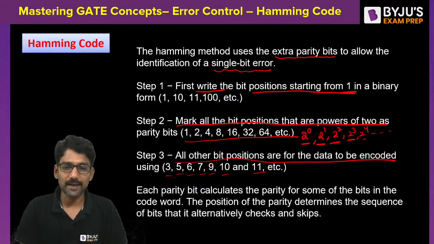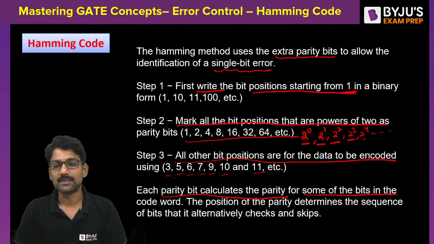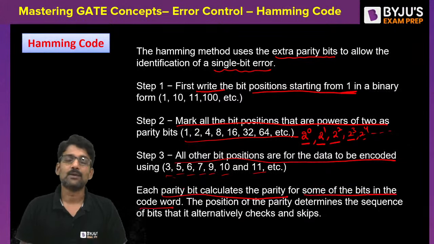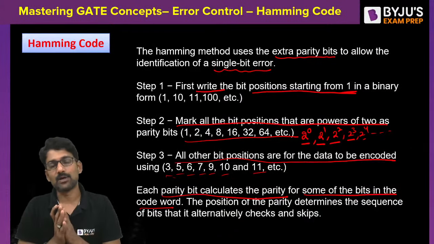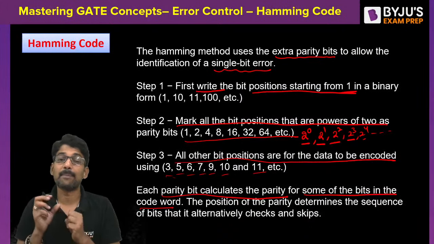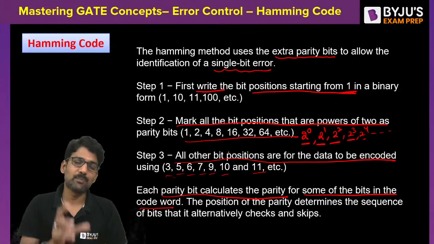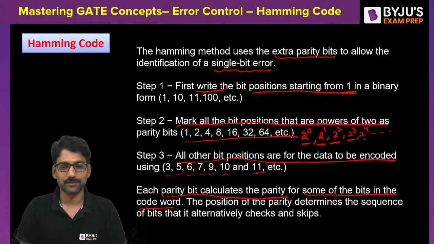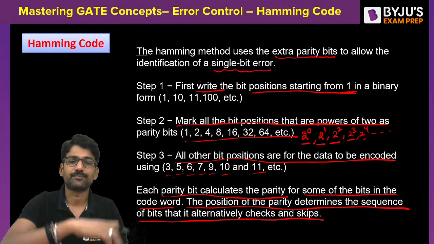Each parity bit calculates the parity for some of the bits in the code word. This means we pick some of the bits in the data, do an XOR operation, and find the parity bit. For every parity bit, the bits we pick from the data keep changing. The position of the parity bit determines the sequence of bits that it alternately checks and skips.